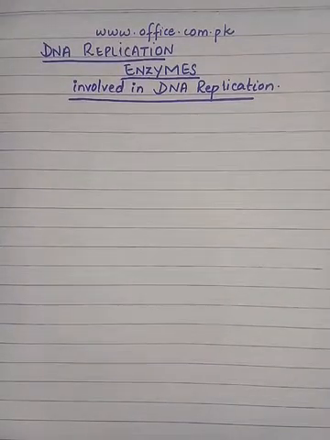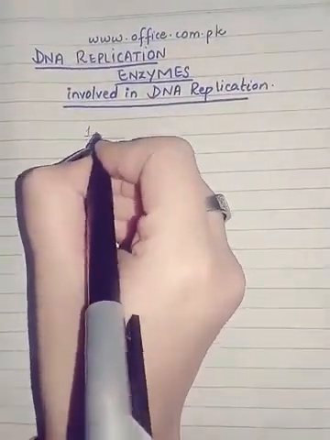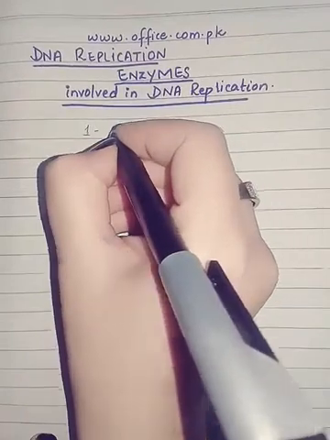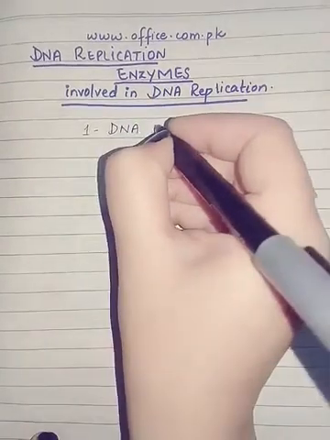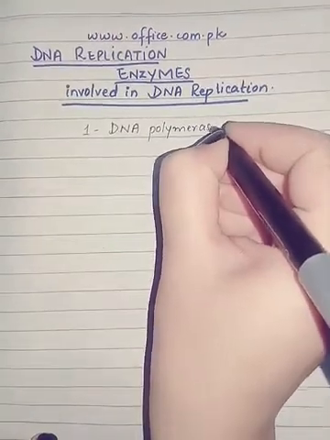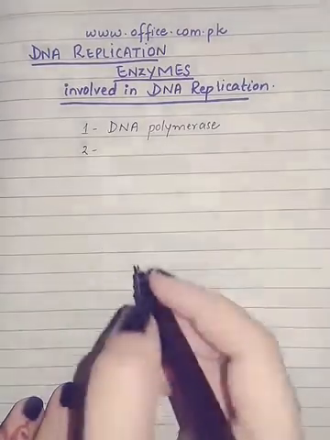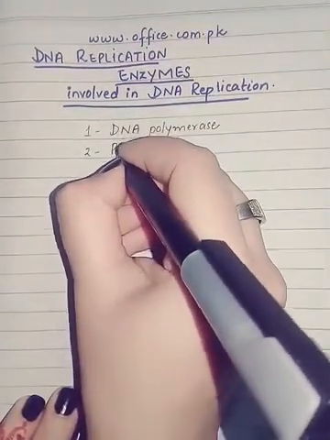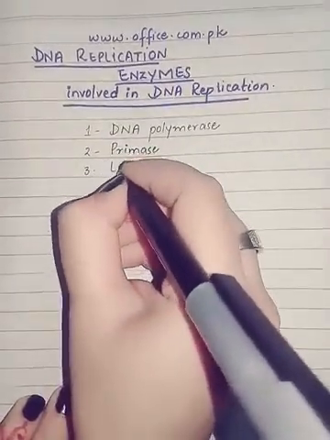Now there are 3 classes of enzymes that are basically involved in the process of DNA replication, and those enzymes are: number 1 is the DNA polymerase. The second category of enzymes that is involved in DNA replication is the primase, and the third one are ligases.